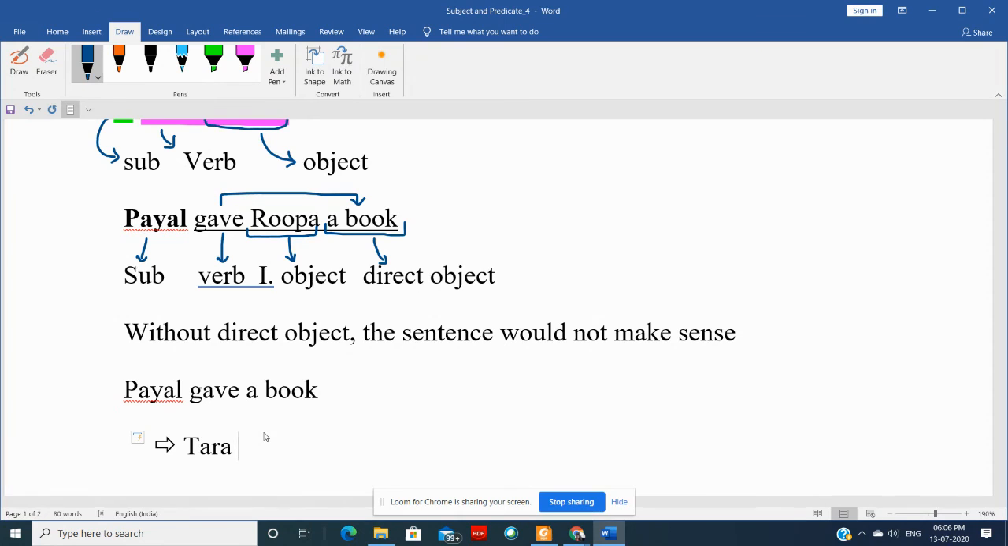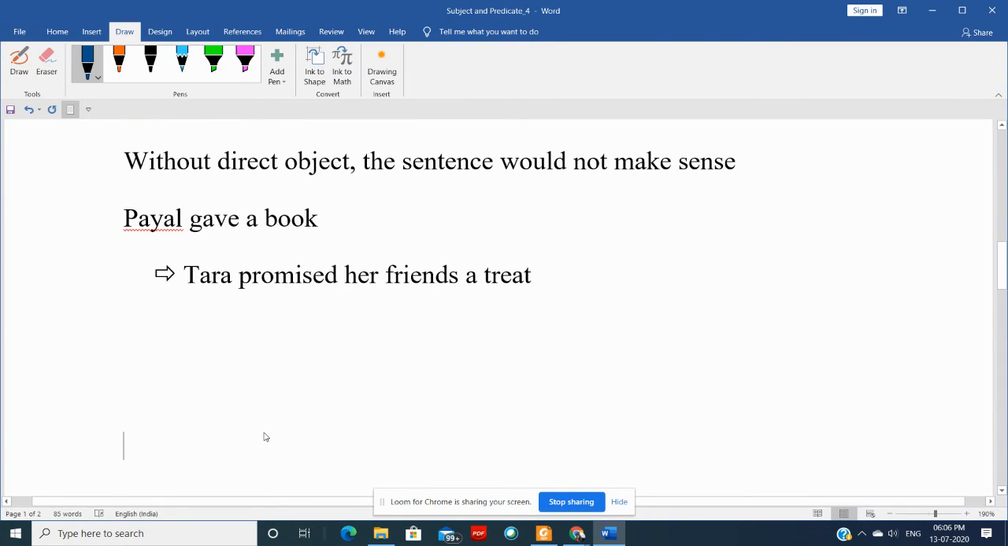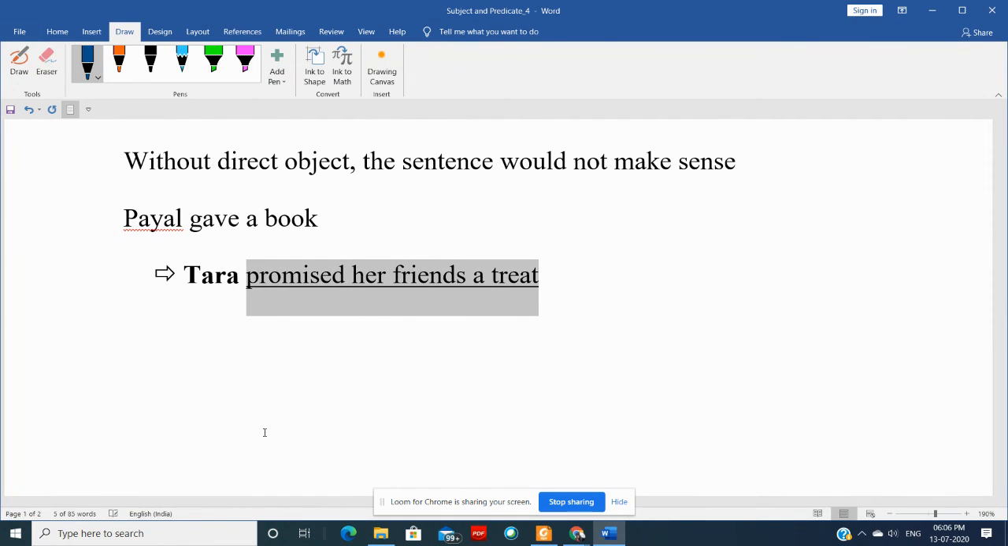Tara promised her friends a treat. Tara promised her friends a treat. So again, Tara, subject, rest of the sentence, predicate. Now let's start talking about what it is. So Tara is your subject. Then here it is verb. So first of all, we'll just write this down. What does Tara become? Subject. Promised is your verb part in predicate part of a sentence.